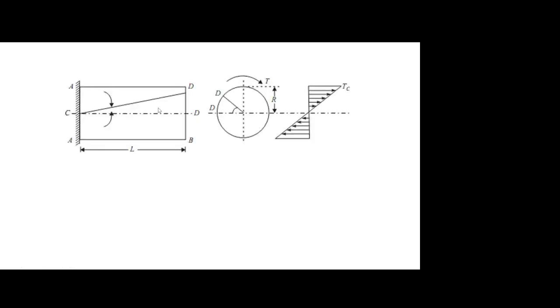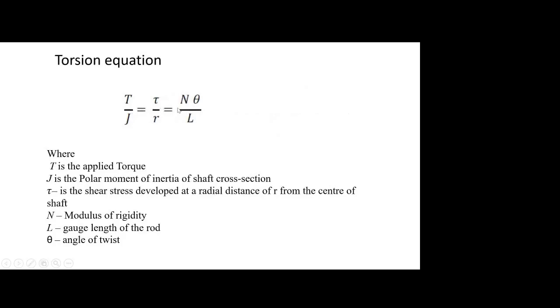Here, after application of the twisting moment or torque, this is the way in which the shear stress developed varies. So we know shear stress tau is equal to N theta into R by L, or we can take the first two: tau is equal to T into R divided by J. So if you are measuring the torque, and we know the distance at which we have to find the shear stress, then we can find it as T into small r divided by J. For a particular applied torque, J is a sectional property which is not varying. So shear stress is proportional to r.